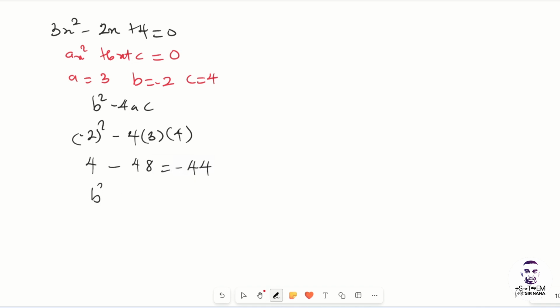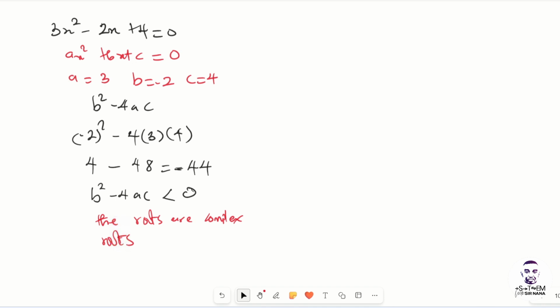So we see in this case that b squared minus 4ac is less than 0 because it's a negative number. And so therefore, we would say that the roots here are complex roots, because b squared minus 4ac gives us a value which is less than 0.